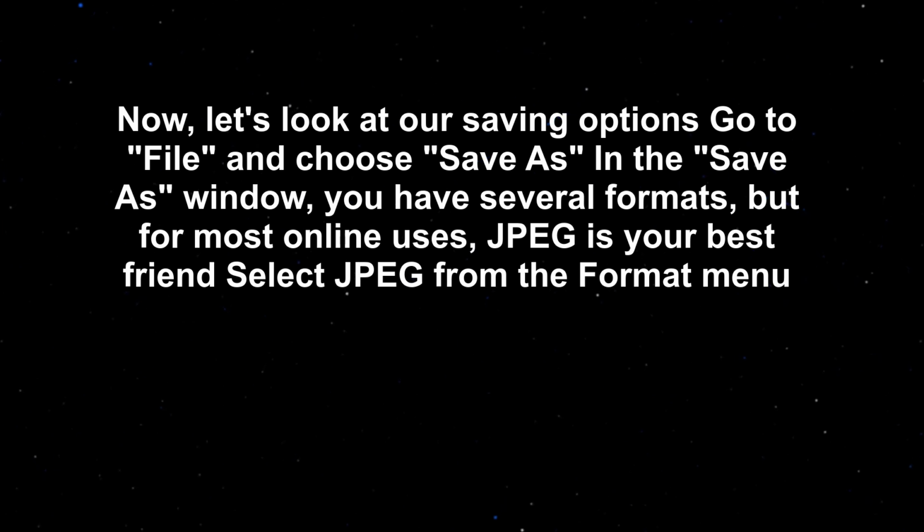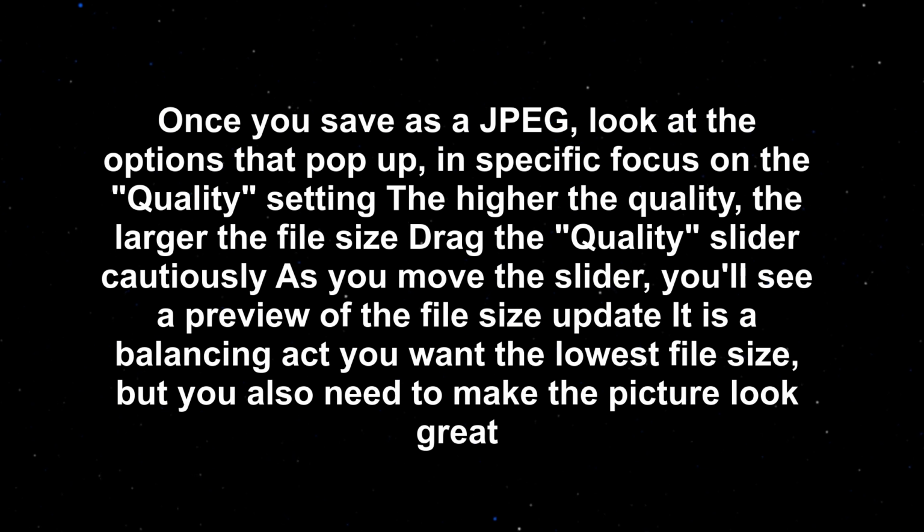Now, let's look at our saving options. Go to File and choose Save As. In the Save As window, you have several formats, but for most online uses, JPEG is your best friend. Select JPEG from the Format menu. Once you save as a JPEG, look at the options that pop up. In specific, focus on the quality setting.